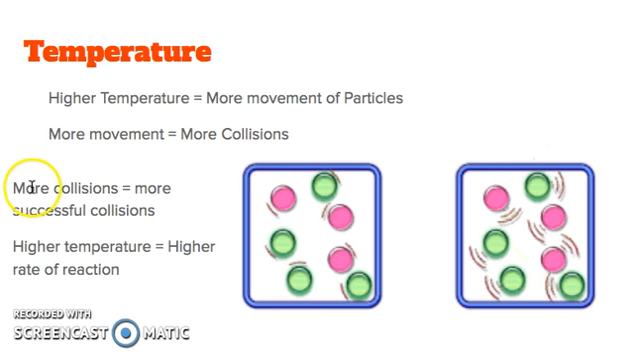And once again, more collisions equals more successful collisions, which means that reactants actually turn into the products. So the higher the temperature, the higher the rate of reaction. So if this is 10 degrees Celsius, for example, and this is 20 degrees Celsius, this one will have a higher rate of reaction because the reactants move around a lot faster and collide with more energy and therefore can create products.